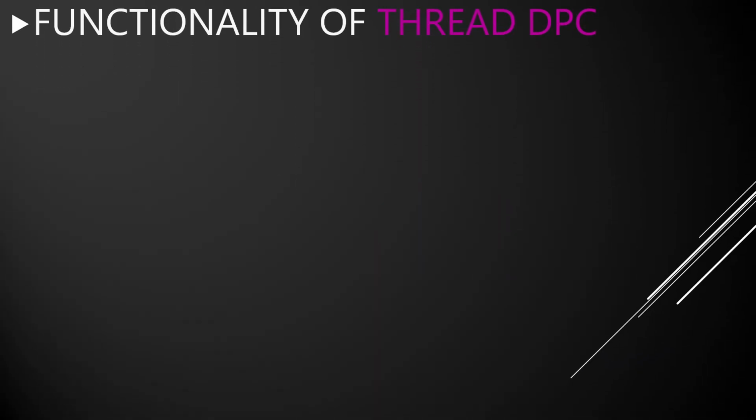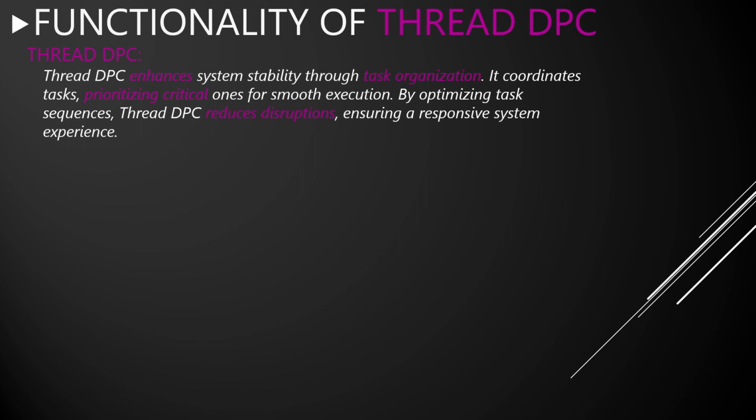Okay, let's see the functionality of Thread DPC. Thread DPC enhances system stability through task organization. Okay, it organizes the tasks. It coordinates tasks, prioritizing critical ones for smooth execution by optimizing task sequences. Thread DPC reduces disruptions, ensuring a responsive system experience. With that, as you can see in the example of music playback and mouse scrolling, Thread DPC chooses to prioritize the music and give a delay for mouse movement. Okay, that's the concept of Thread DPC.